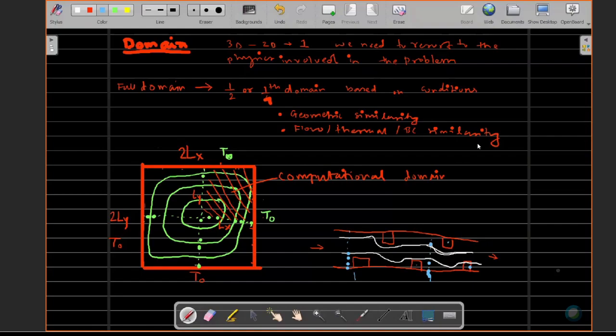So solve this domain, and the solution elsewhere is just copying it. We need not solve for the whole domain. We can solve for this particular domain and reduce the computational time. So this can become your computational domain, and this complete one is your physical domain.